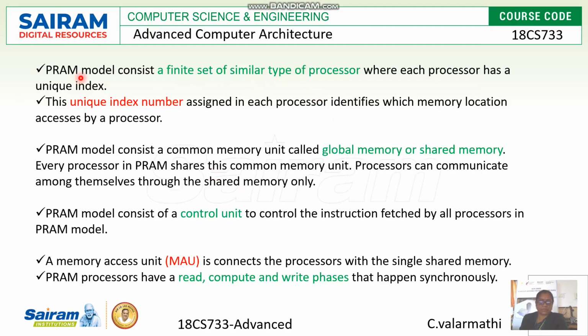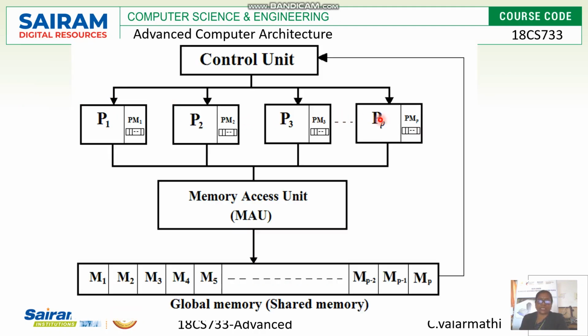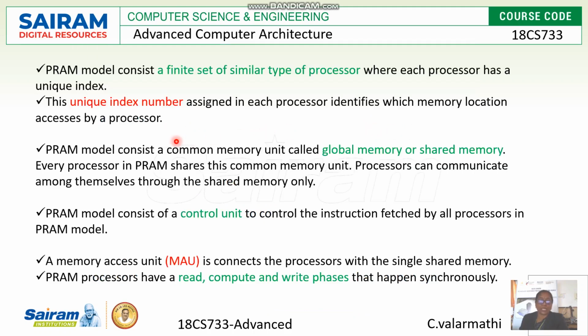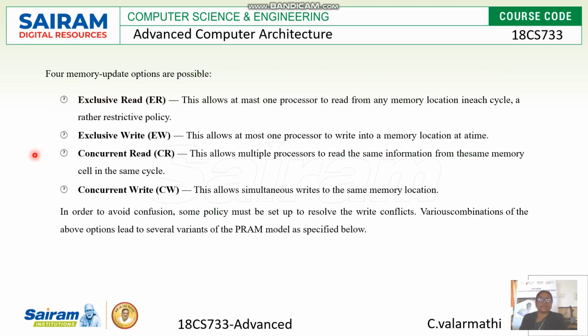Here PRAM consists of a finite set of similar type of processors, in the sense that they are all homogeneous processors, and a unique index number is assigned to each processor. Here you can see P1, P2, P3, PP, like that. One unique index number is assigned, and the PRAM model consists of one control unit to control the instructions fetched by all the processors in the PRAM. Likewise, there is one memory access unit which connects the processors with a single shared memory. This is the structure of PRAM.